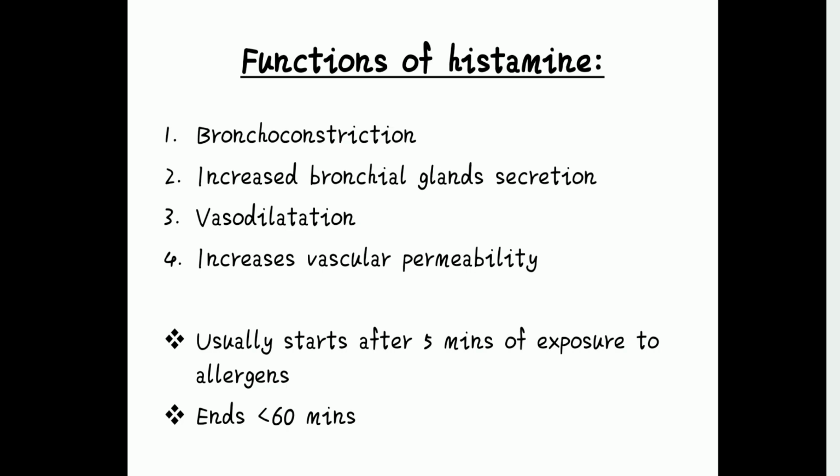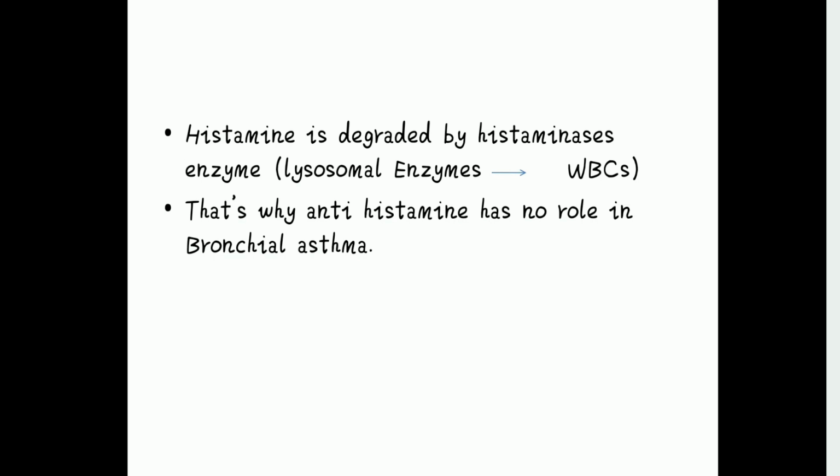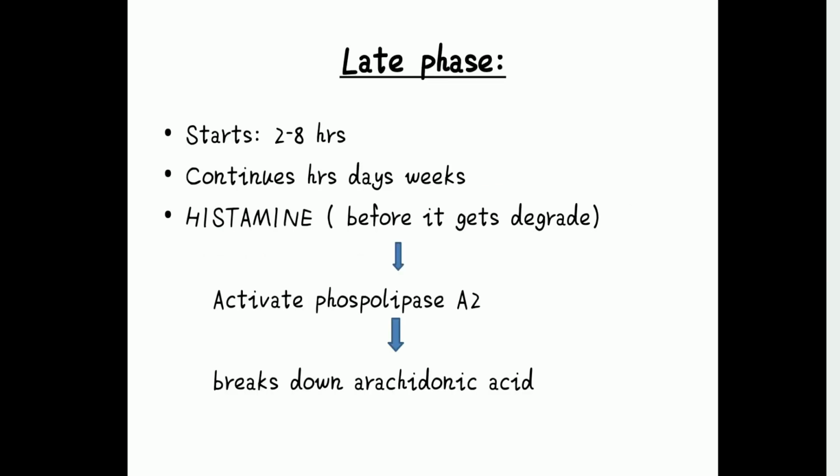Why does it end within 60 minutes? Because this histamine is degraded by an enzyme called histaminase. That's why there is no role of antihistamine in case of bronchial asthma. That was the initial phase, and let's come towards the late phase. It starts within 2 to 8 hours, and it can continue for hours, days and weeks. This histamine that was released by the rupture of the mast cell, what does it do?